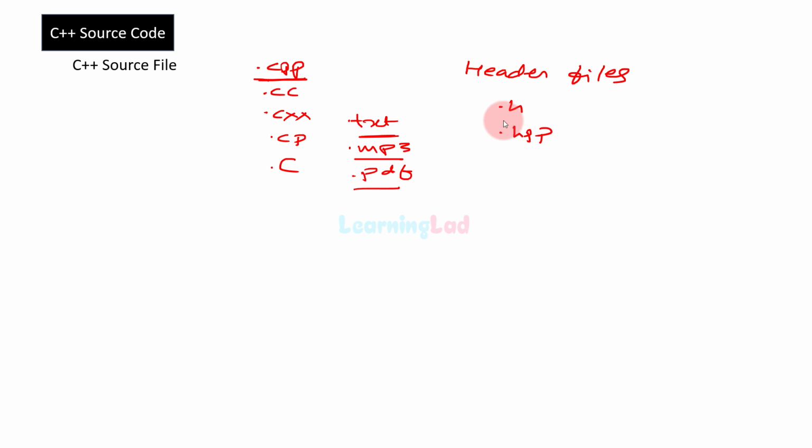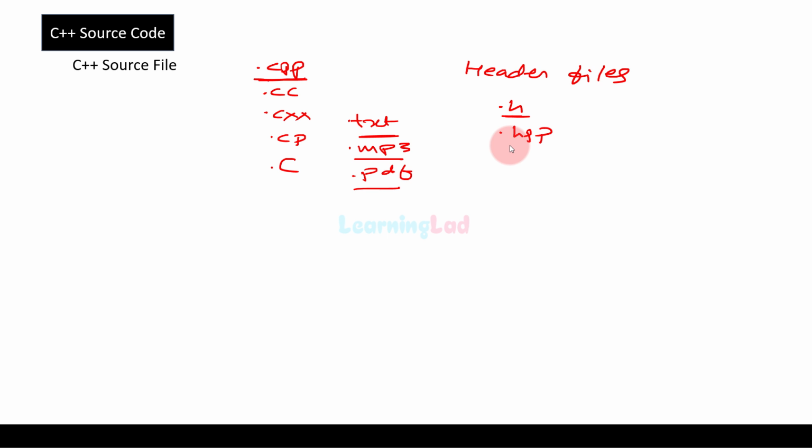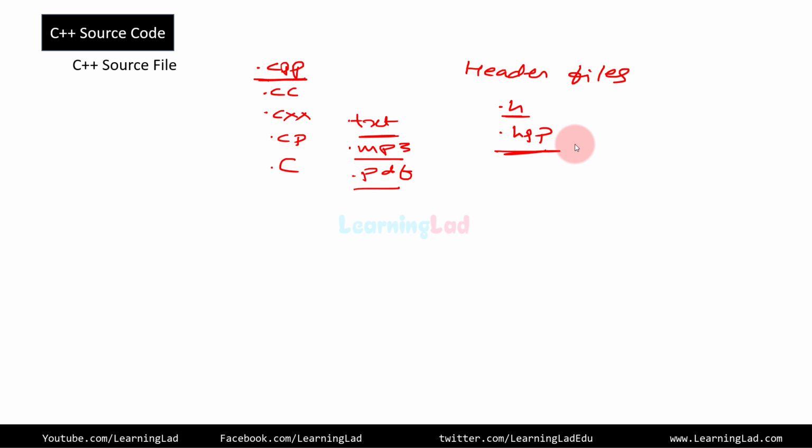But here .h is the extension for the header file in the C programming language, and some people use that same extension for the C++ header files also. But if you really want to tell the difference between the header files from the C++ programming language and the header files from the C programming language just by looking at the file extension, then you should use the .hpp extension, because it will differentiate it from the C header files.